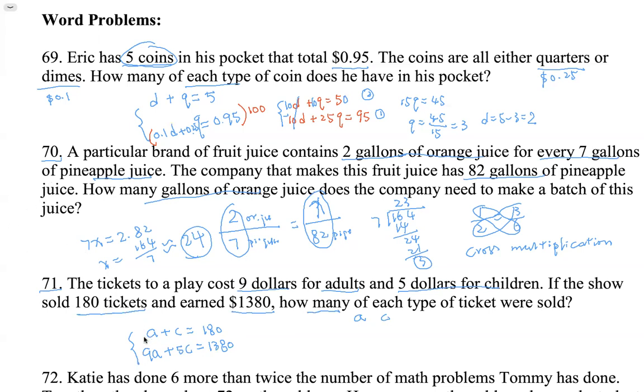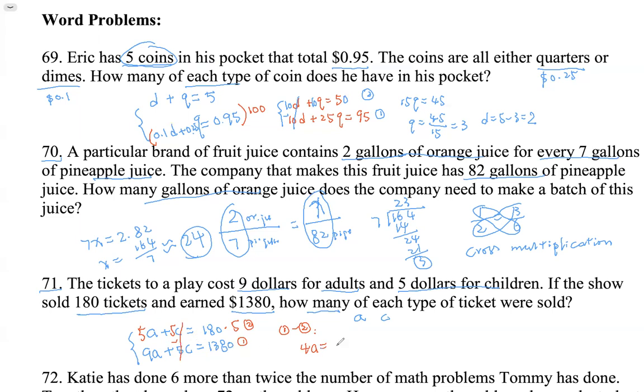Right, to solve this, maybe we multiply 5. Maybe we get rid of C. To get rid of C, we want to multiply 5 with every number in the first equation. Then we do subtraction. Right, let's call this 1. Let's call this 2. We use 1 minus 2. 9a minus 5a, we get 4a. 5c minus 5c, that's going to become 0.